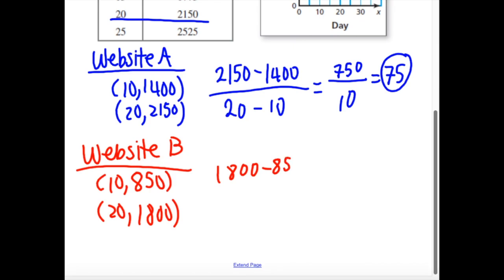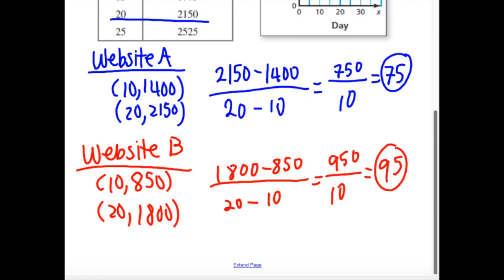So 1800 minus 850 over 20 minus 10, the difference is 950 over 10, which is 95. That means from day 10 to day 20, website A's membership increases at an average rate of 75 people per day, and website B's at 95 people per day. So website B is obviously growing a lot faster.